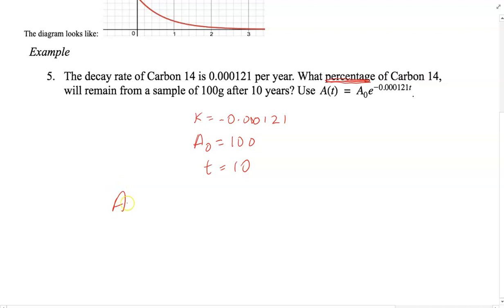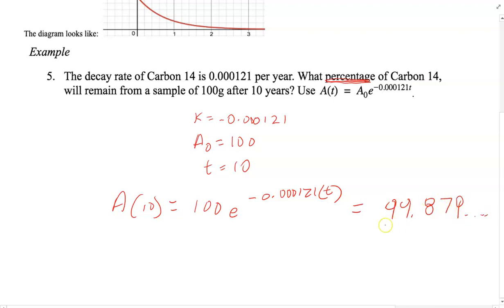Okay, so we want to find A of 10 equals A sub 0, which is 100, e to the negative 0.000121 times 10, and that you plug into your calculator, and you should get 99.879, a whole bunch of decimals, which we will approximate to 99%. Right?